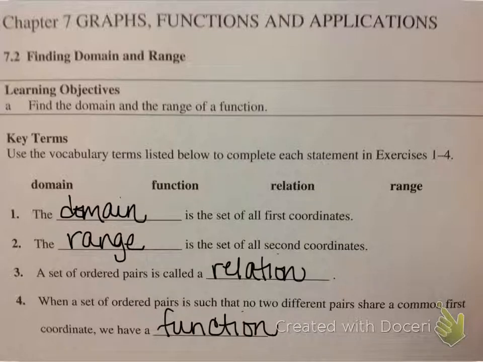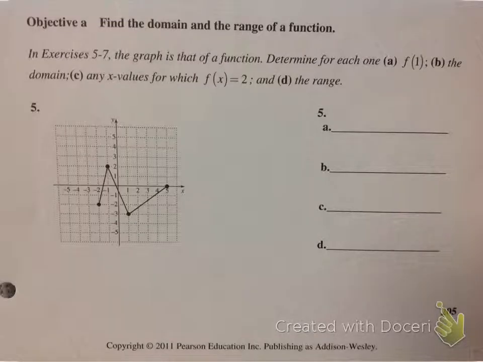I just want to show you too, the domain, when it says the set of first coordinates, that's traditionally our x coordinates. And our second coordinates, just think of that as all of your y coordinates. So when we look at this particular problem, it says determine for each one f of 1. So that's the first thing we're going to have to find, is f of 1. In other words, when our input is 1, so when our x equals 1, they want to know what does y equal. That's what they're asking in that first one.